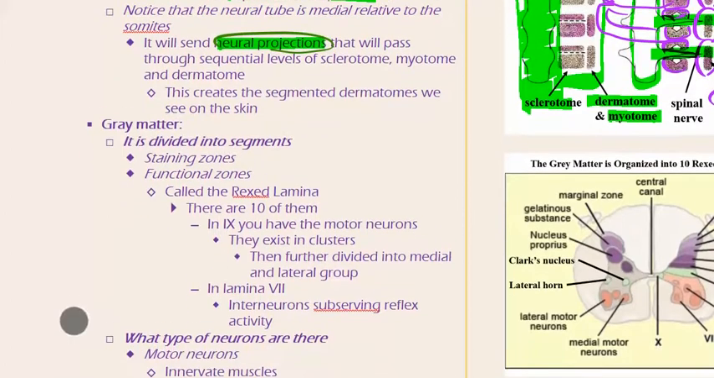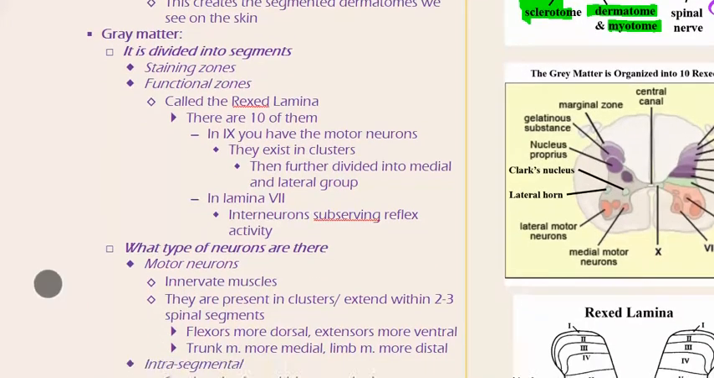Okay, so moving on from here, now what we're going to consider is the division of that spinal cord. So how are we dividing up the gray matter? And how are we dividing up the white matter? All right.